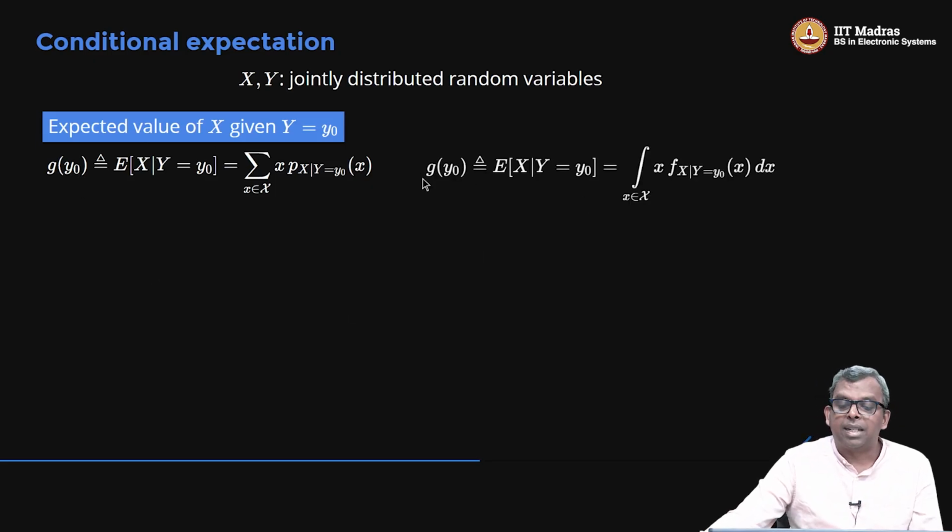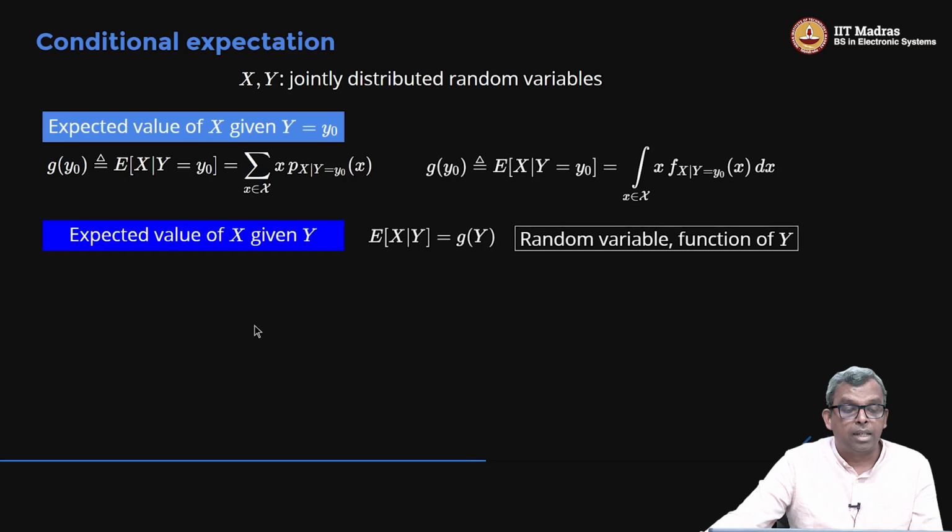Even in the continuous case, you will get a g of y naught, okay? So either in the discrete case or continuous case, I'm going to define g of y naught as this function. Now the expected value of X given Y, which is denoted E[X | Y], is nothing but g of Y, okay? It's the random variable Y transformed through this function g. So it becomes a random variable, and it becomes a function of Y. This random variable is a function of Y, okay?